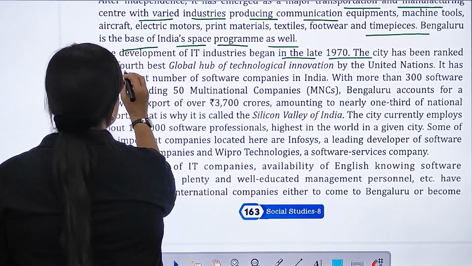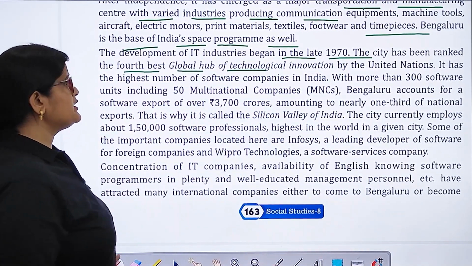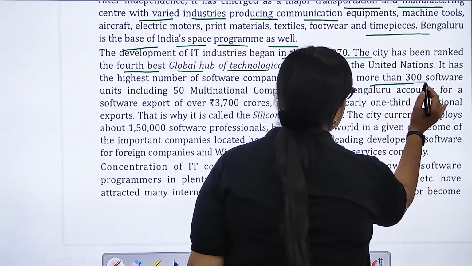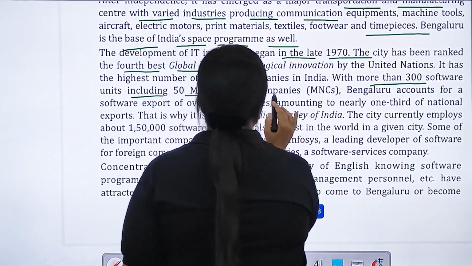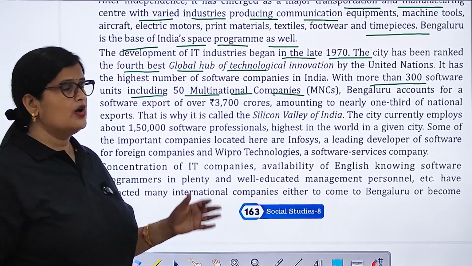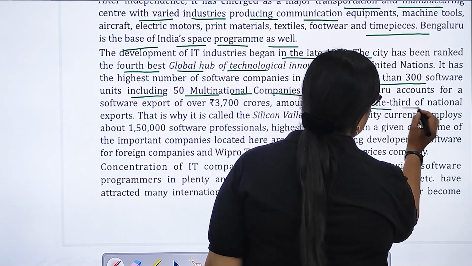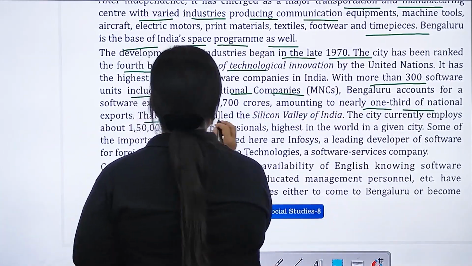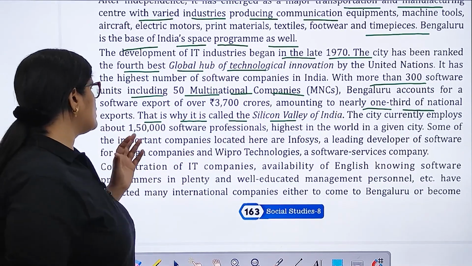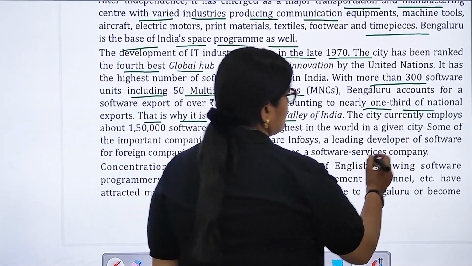The city has been ranked the 4th best global hub of technological innovation by the United Nations. It has the highest number of software companies in India, with more than 300 software units, including 50 multinational companies. Bengaluru accounts for a software export of over 3,700 crores, amounting to nearly 1/3 of national exports. That is why it is called the Silicon Valley of India. The city currently employs about 1,50,000 software professionals, the highest in the world in a given city.